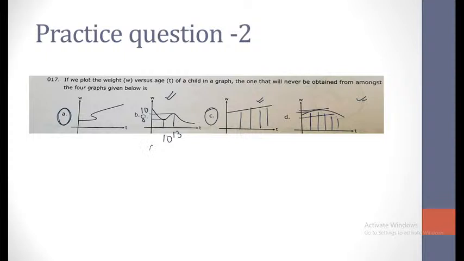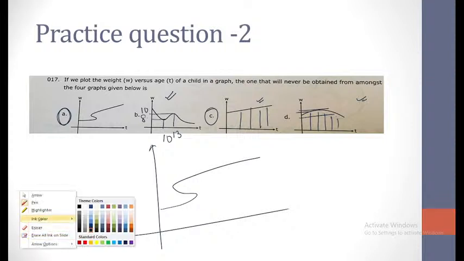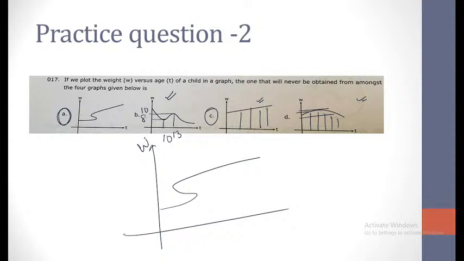Now let's look at why the answer is option A. See, it is showing this kind of graph. Now look closely. Over here we have weight, over here we have time. Let's extrapolate it.